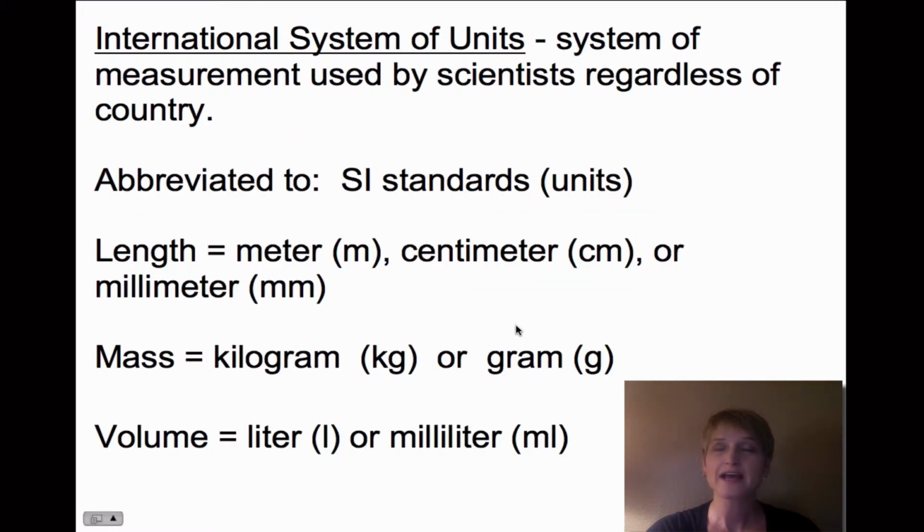So what we have in science is this International System of Units, a system that all scientists use no matter what country they're in. We abbreviate it to SI so that we don't have to say International System of Units all the time. For length, we use the meter. Generally we use meter, centimeter, or millimeter. For mass, we use kilogram or gram. For volume, we use liter or milliliter.